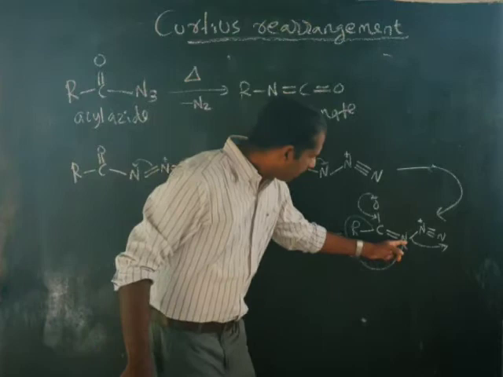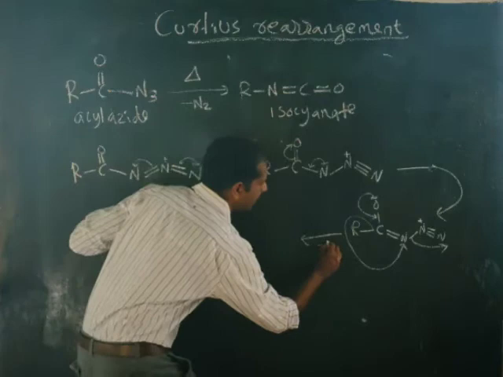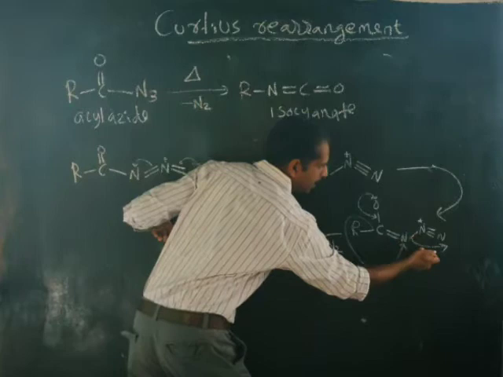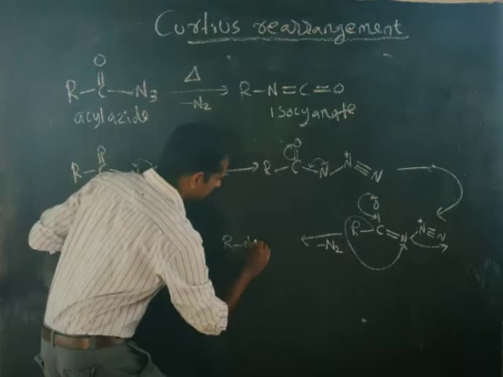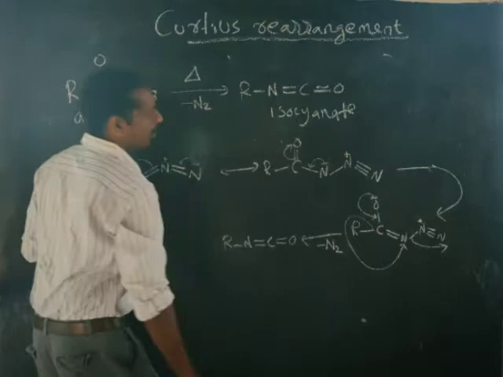Simultaneously, the N2 molecule is eliminated. Minus N2, nitrogen molecule is eliminated from here. This bond breaks and N2 is eliminated, and this R is migrating to this nitrogen. So I am starting from R, then it is coming to nitrogen, then it has a double bond, then C, again C is forming a double bond. Okay, this is a concerted mechanism.